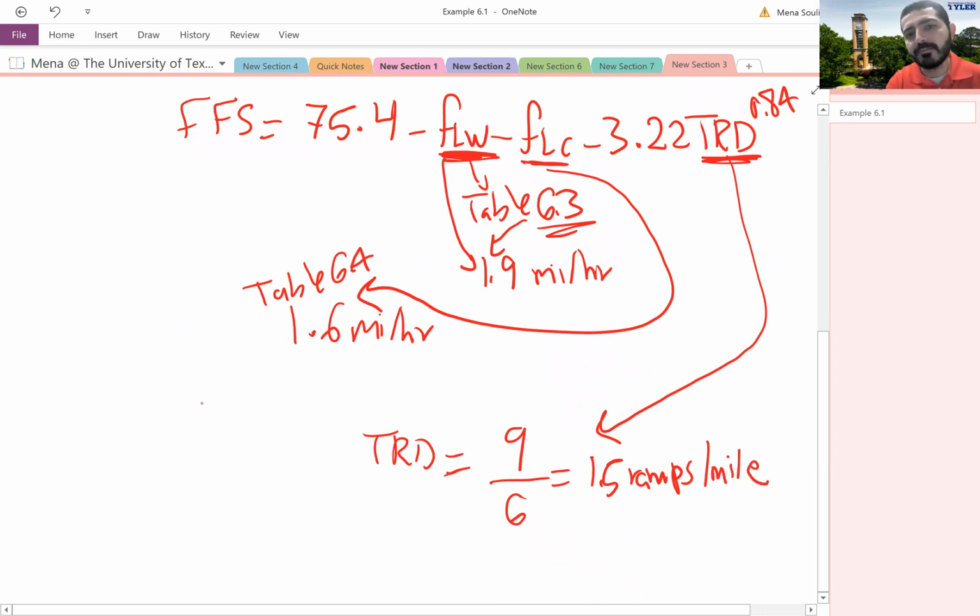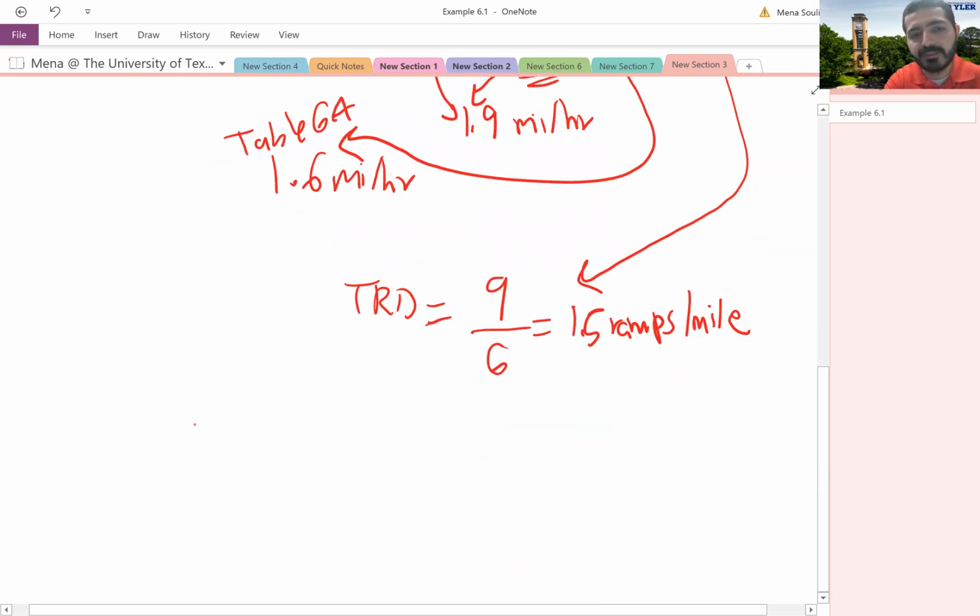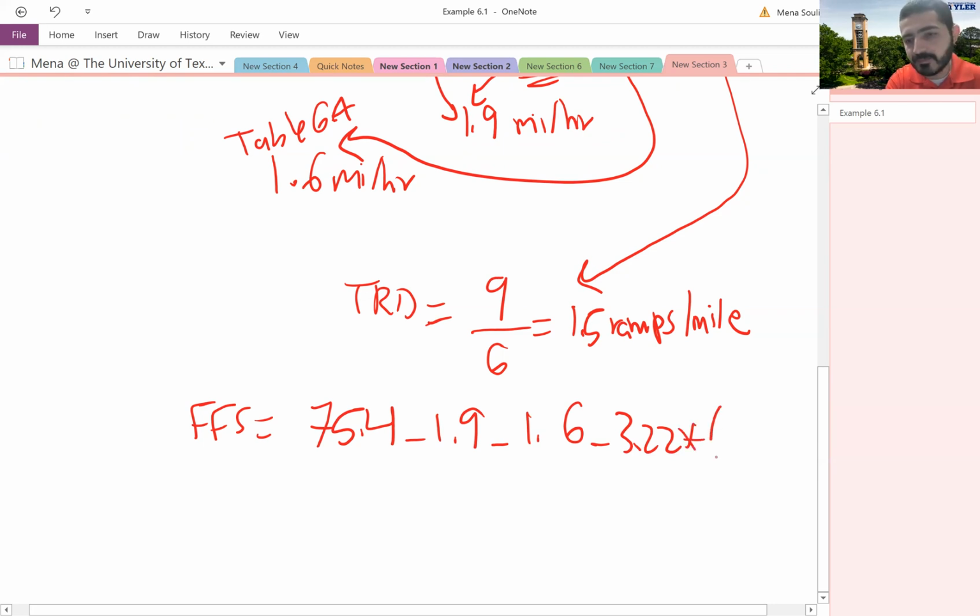So once we have all these numbers, now we can obtain the free flow speed. The free flow speed, therefore, is equal to 75.4 minus 1.9 minus 1.6 minus 3.22 times TRD, which is 1.5, to the power 0.84. And it's simple math here, and that will be equal to 67.4 miles per hour.